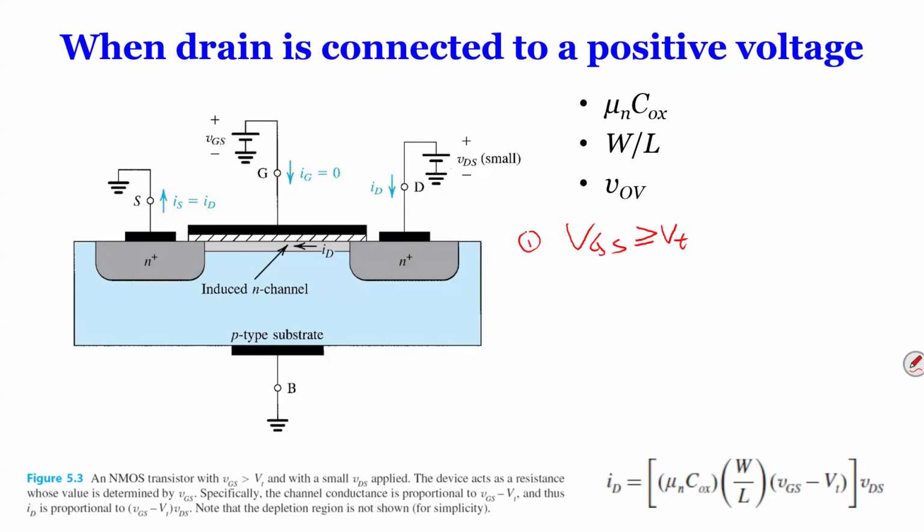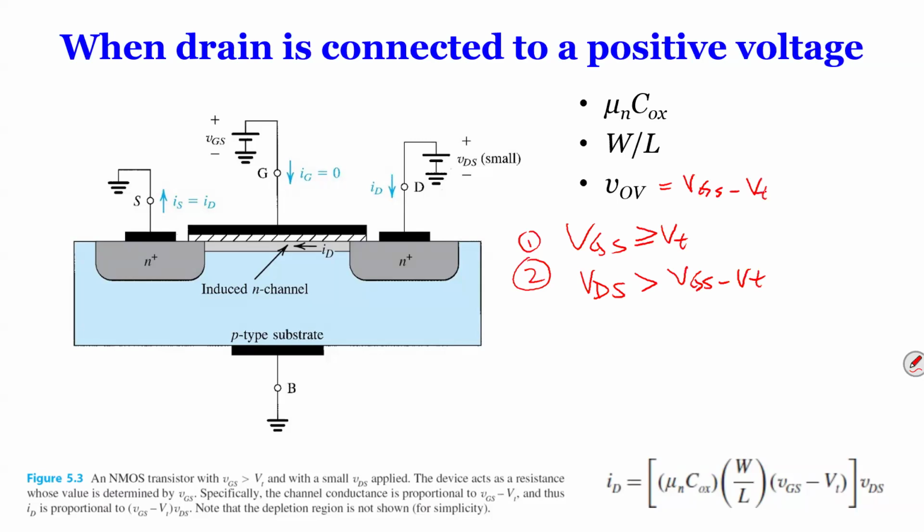And secondly, VDS has to be large enough. Because even though there's a channel, if VDS is not strong enough, it's not going to move the electrons, right? So VDS has to be large enough. How large? It has to be larger than VGS minus VT. So VGS has to be larger than VT, then VDS has to be larger than VGS minus VT, and VGS minus VT is called VOV, the overdrive voltage.